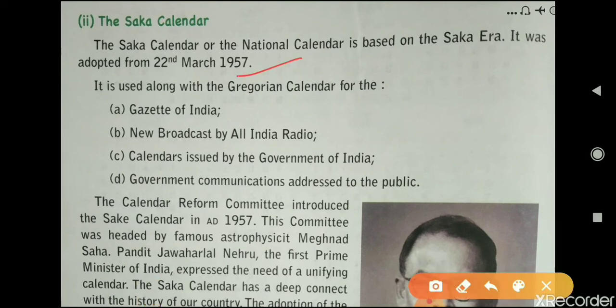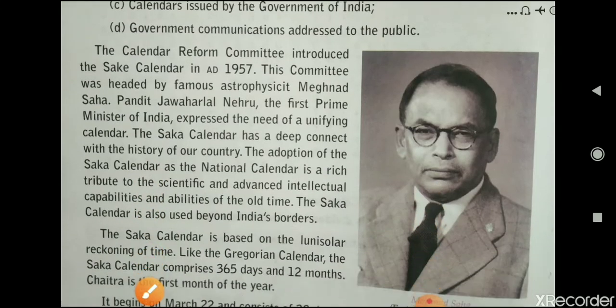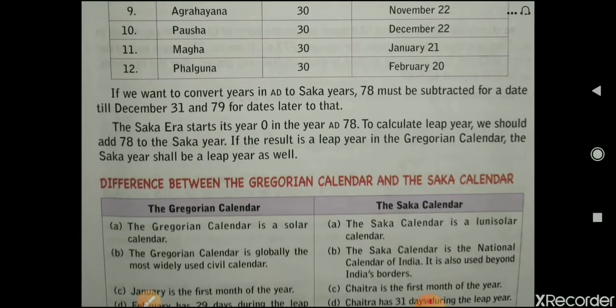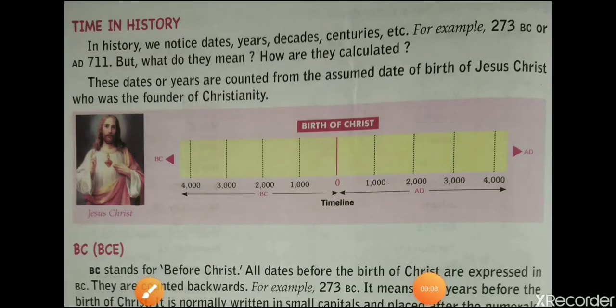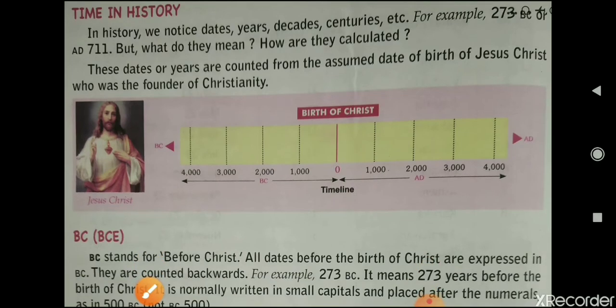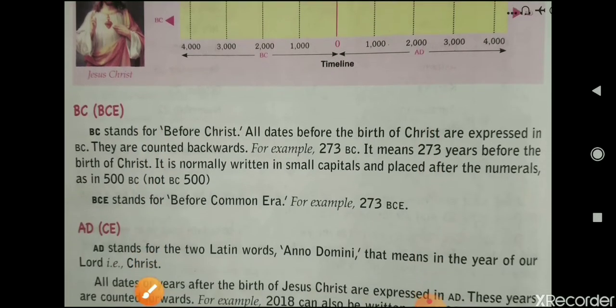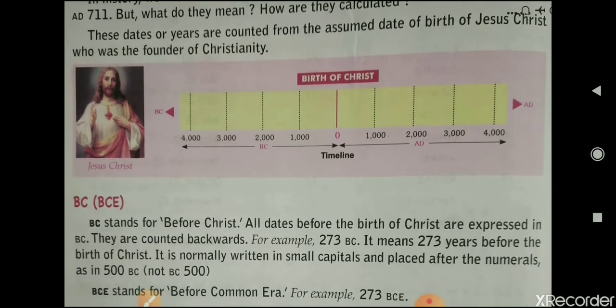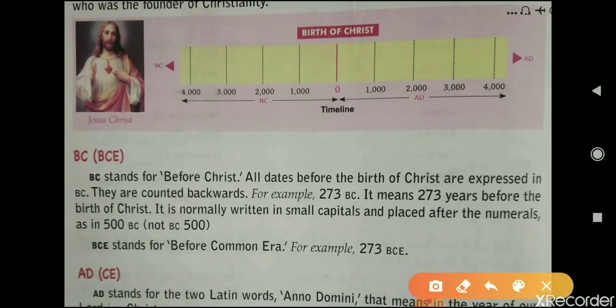1957. And then we studied the difference between the Gregorian calendar and the Saka calendar. Then we saw time in history, meaning how to denote the different times in history, and why BC, AD and BP are written before the dates. So BC, or we can say BCE, stands for before Christ, meaning all the dates before the birth of Christ are expressed in BC.